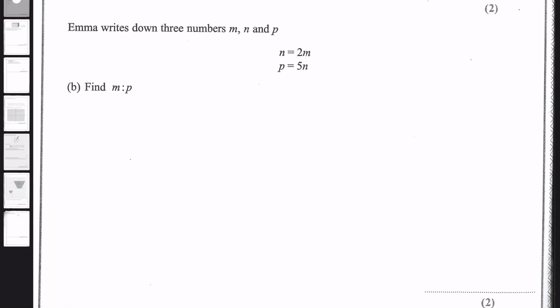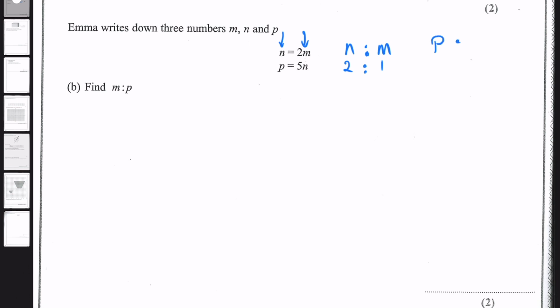Emma writes down three numbers, M, N and P. N equals 2M, P equals 5N. Find the ratio of M to P. So if I write the ratio of N to M, this says I have to have two lots of M just to make one lot of N. So that means M has to be half the amount of N. So that means N is 2 and M is 1.